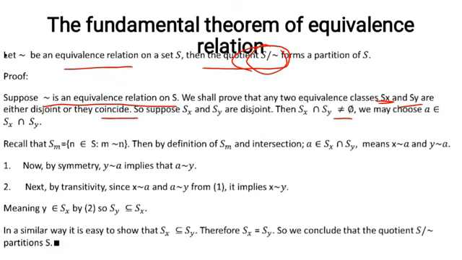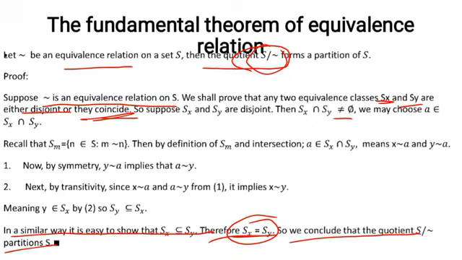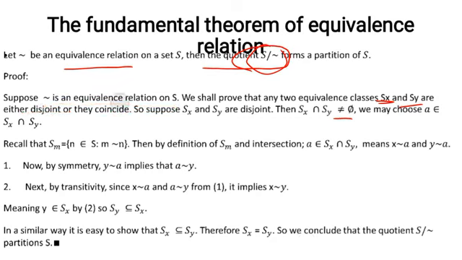That's what I've typed here. It says in a similar way, it is easy to show that Sx is contained in Sy. Therefore, Sx is equal to Sy. So we conclude that this quotient partitions S because either they are disjoint or they coincide. But they have coincided because they are equal. So therefore, the quotient partitions S, and we have completed the proof of the theorem. Okay? So that completes the proof of the fundamental theorem of equivalence relation. Again, you will need to be able to state it and also prove it as you have on the screen.